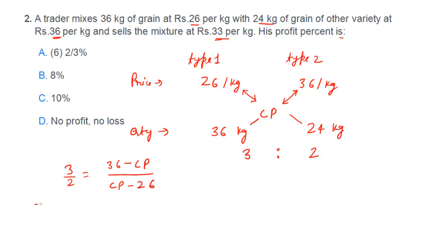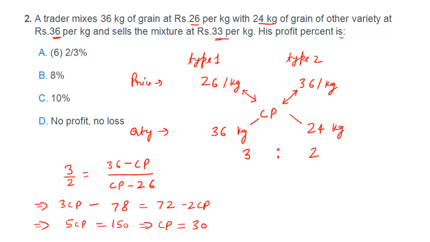So now very simple calculation, this is 3 CP minus 78 is equal to 72 minus 2 CP. Okay, so that will give me 5 CP is equal to 150. So this will give me CP, cost price, as 30. So cost price is 30 per kg.